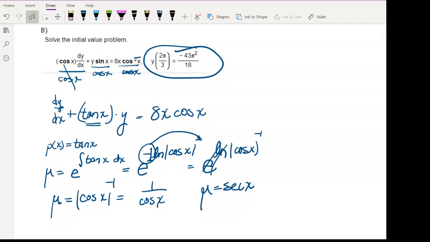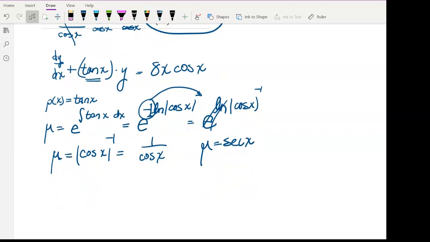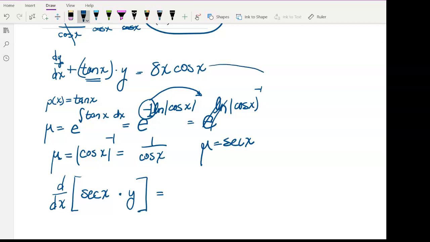Now, I'm going to skip a step here. I'm not going to show the entire process of multiplying through by secant x. What we're guaranteed is that the left-hand side will collapse down into the mu function times y inside of a derivative. On the right-hand side, remember, we technically do have to multiply through by secant x. So 8x cosine x times secant x. Well, cosine and secant are opposites and they cancel each other out. So this is just going to be 8x.